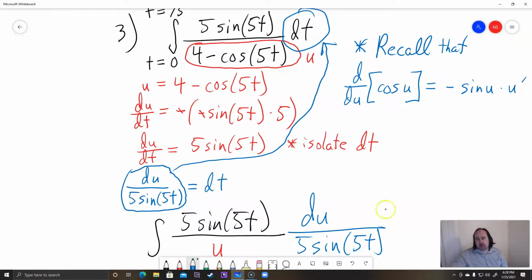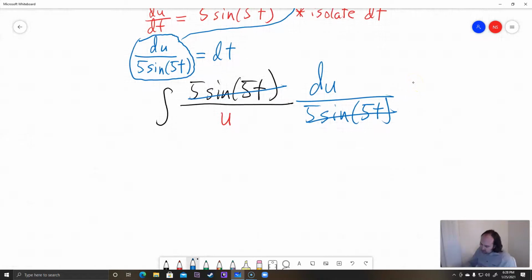Okay, and the cool thing about my method is even though it's a little bit longer than the way they do it in the book, stuff just cancels out and it's kind of mindless, so it's hard to mess it up if you follow my method. Okay, so what we got here is we can see that the 5 sine of 5t's are going to cancel out. So just like the last problem, we end up with the integral of 1 over u du. Okay, so we have the integral of 1 over u du.